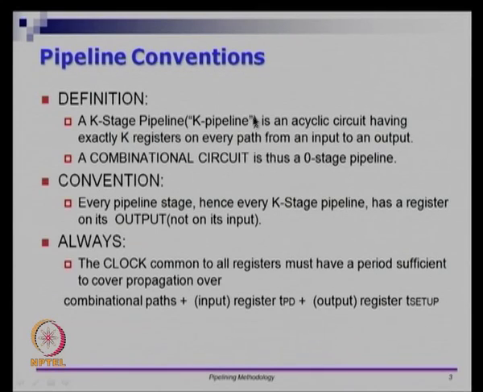So a k-stage pipeline is an acyclic circuit which has exactly k flip-flops on every path from input to the output. So this is a careful thing. It has exactly k registers. This "exactly" is a key thing. Any input that is given from the external world goes through exactly k flip-flops to go to the output. If you use this definition, a combinational circuit is also a zero stage pipeline, because a combinational circuit does not have any flip-flops at all.